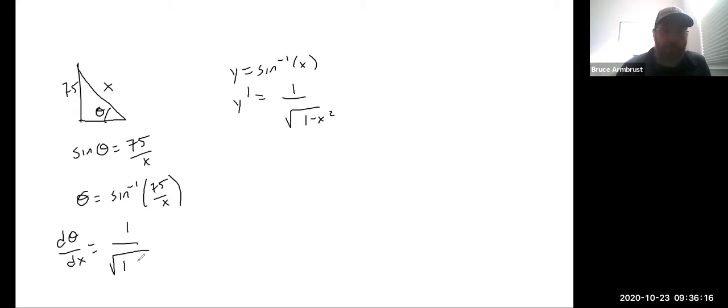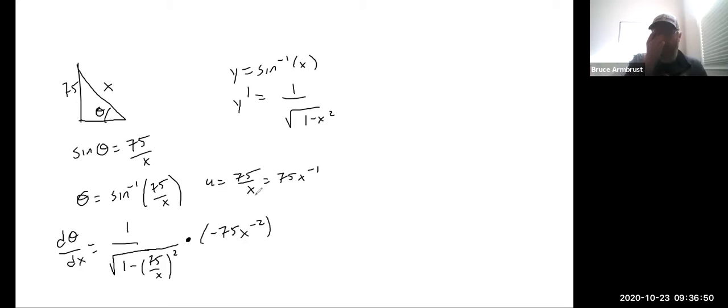So this is going to be 1 minus 75 over x squared inside that square root. Basically I just said let's let u equal 75 over x, right? So the derivative of sine inverse of u is 1 over the square root of 1 minus u squared. But then we need to multiply by the derivative of u. Well, think of that as 75x to the minus 1, and we get minus 75x to the minus 2.